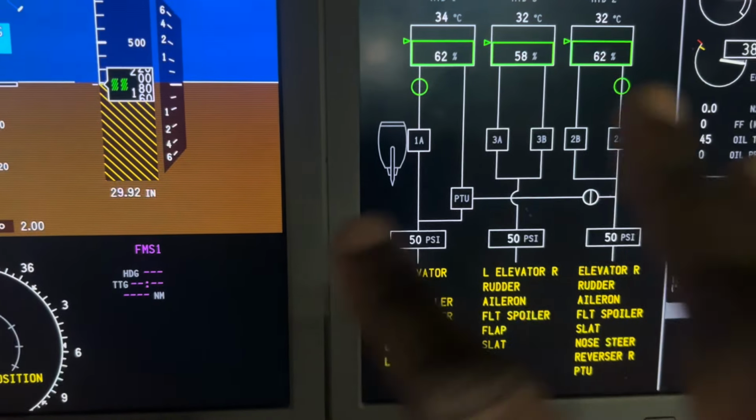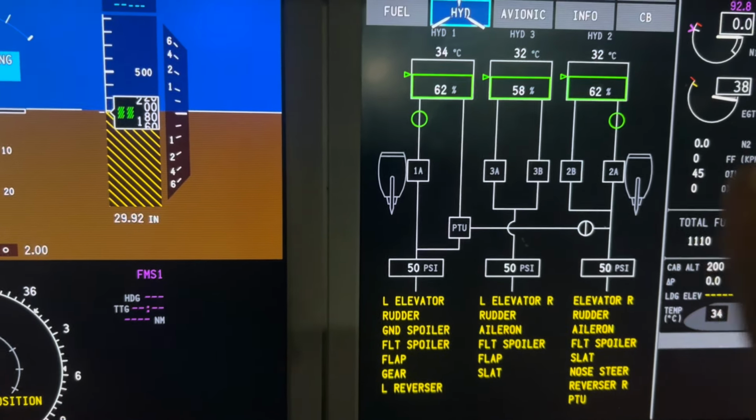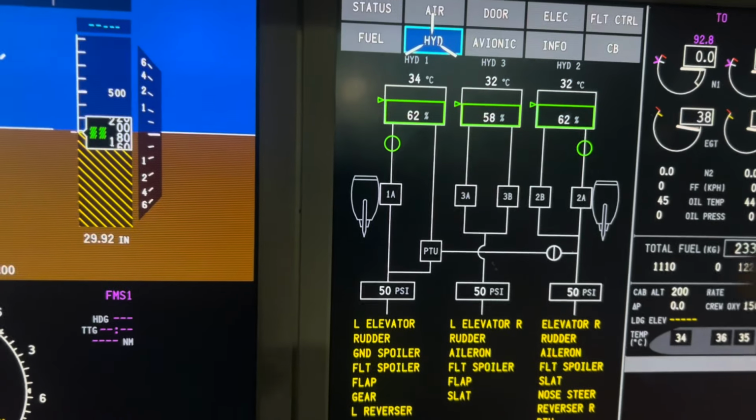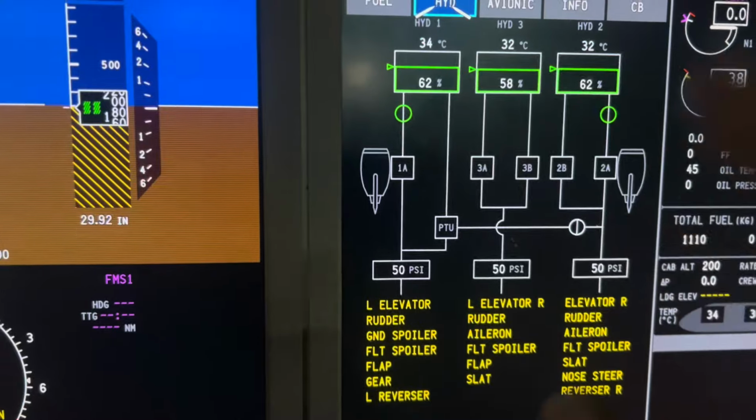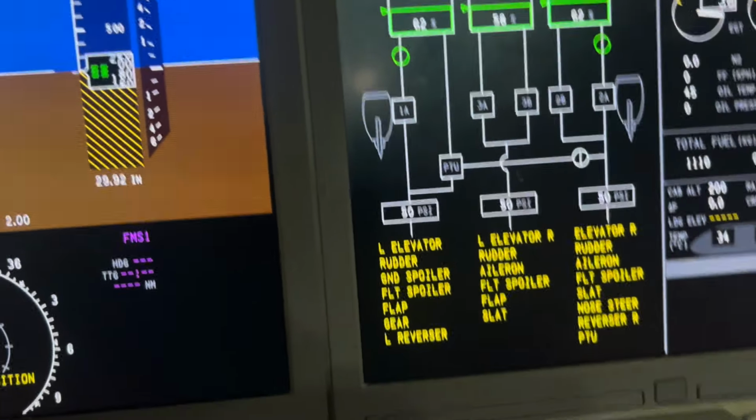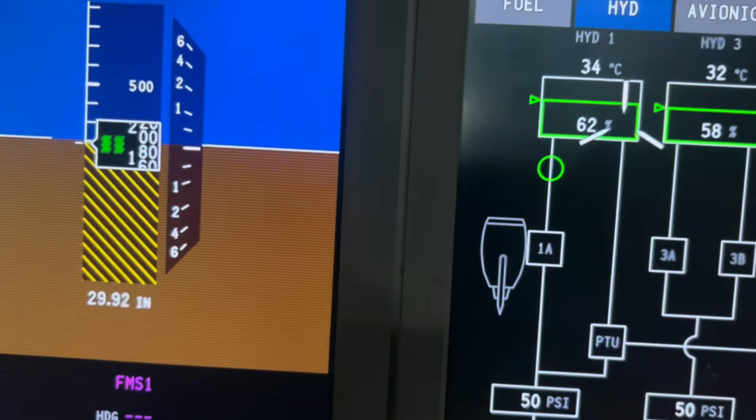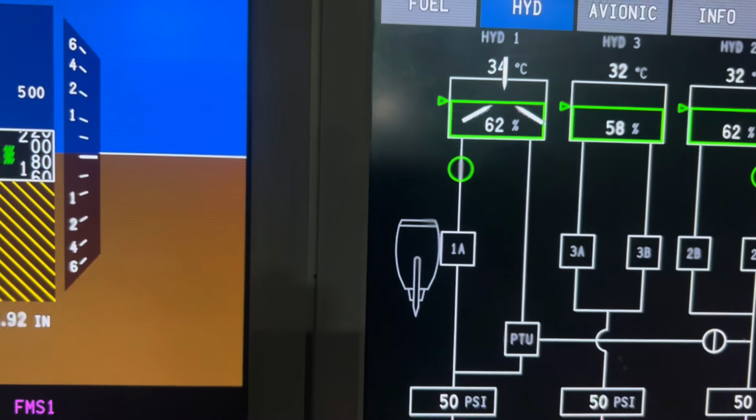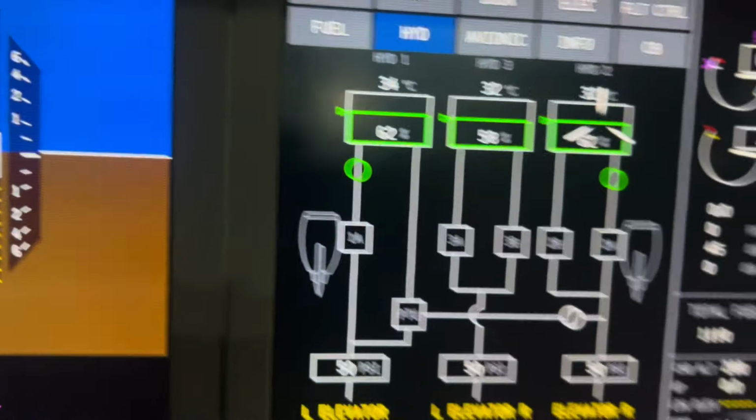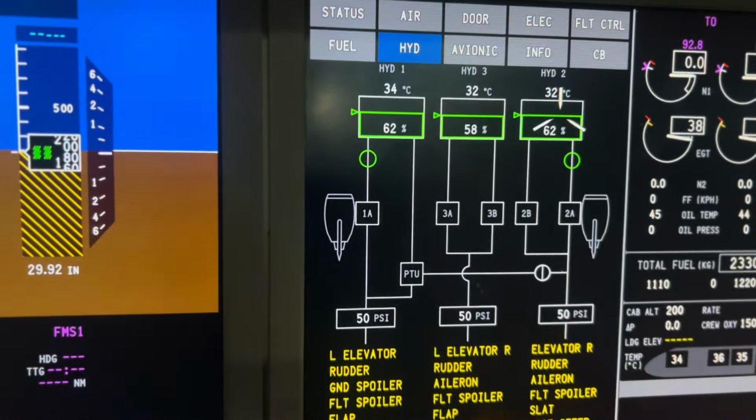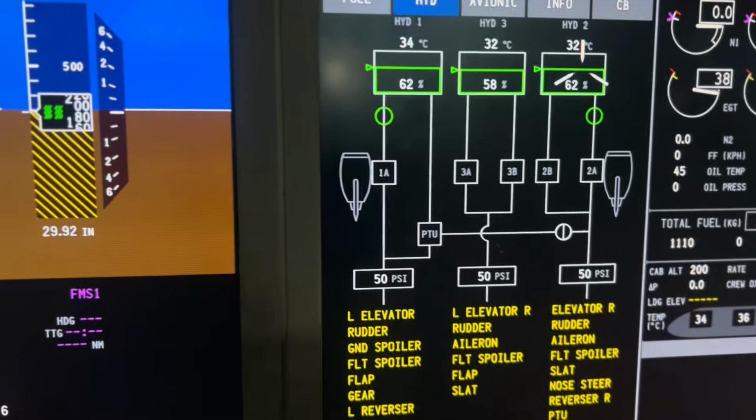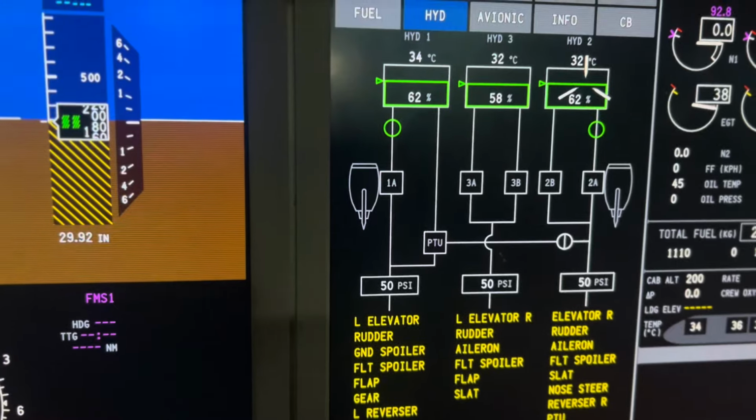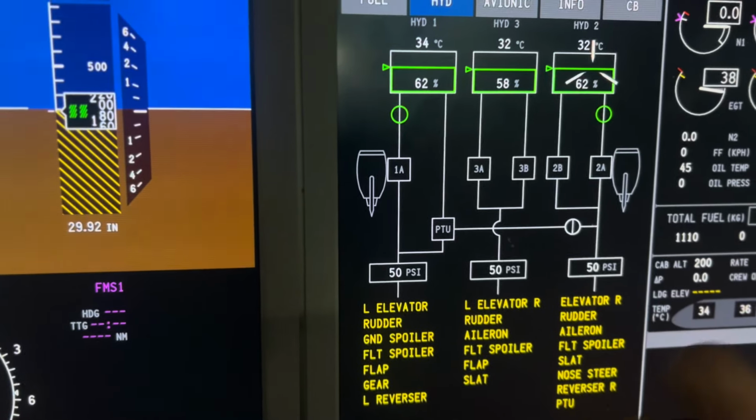The flap and slat is totally operated by hydraulics, right? So you want to make sure you have decent hydraulic levels, and you can tell that by the green bar. Whenever the bar is green, that means your hydraulic pressure is good. The hydraulic pressure can also vary based on the temperature of the day. When it's cold, it might drop a little bit, and when it's hot, it might go up a little bit.